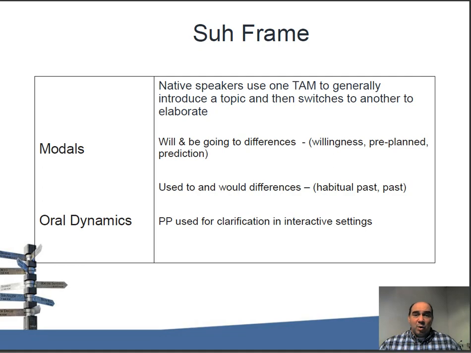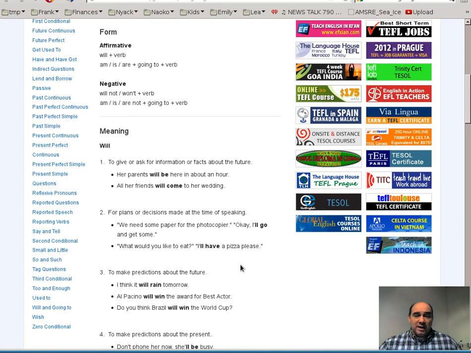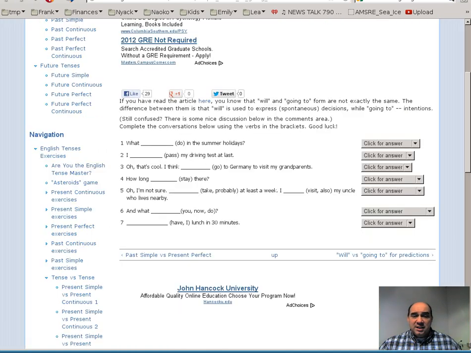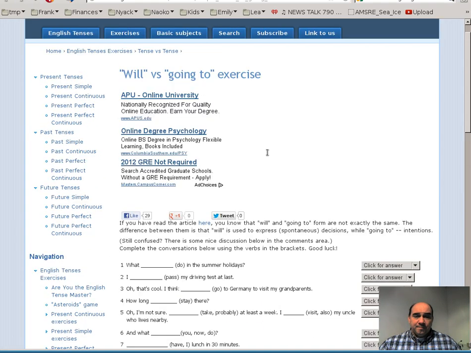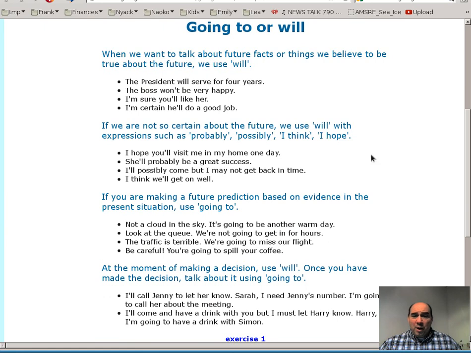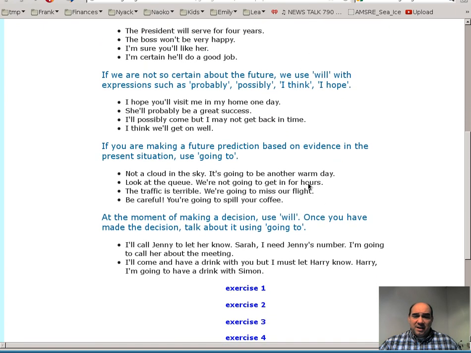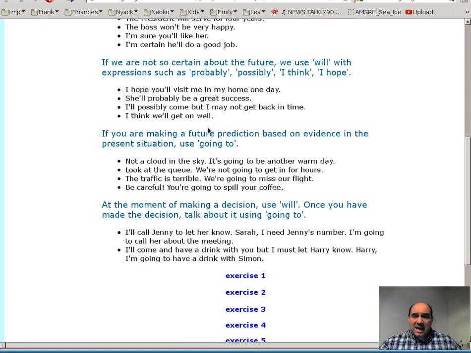Just to give you a real quick example of some of these, we can look at some examples that I found online, and there are a number of places where you can go see these. There's not any one place. Okay, talking about future events, will. Talking about future events and possibility, okay, again, will. Making a prediction is oftentimes going to be going to. Okay, and making a prediction can be will, okay.